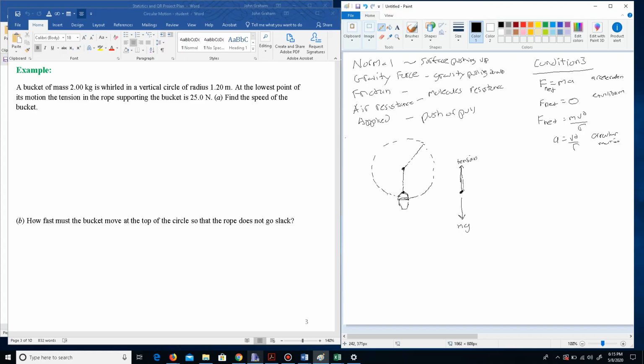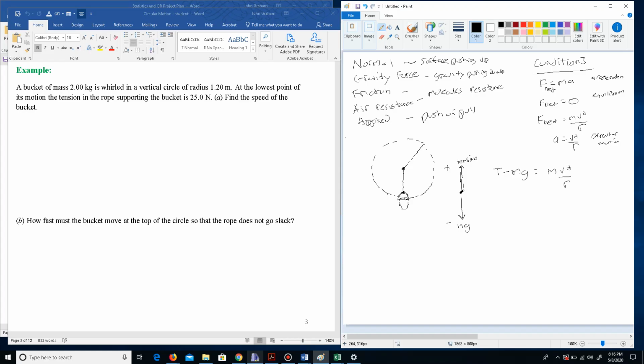For one, it has to be pulling towards the circle because there has to be something that's pulling this towards the circle. And so we can look at these two. We know that the centripetal force has to be towards the circle. So we have two forces, tension minus mg, and let's say up is positive, down is negative, has to equal mv squared over r.